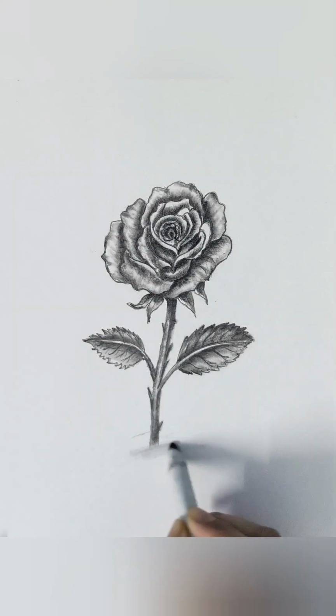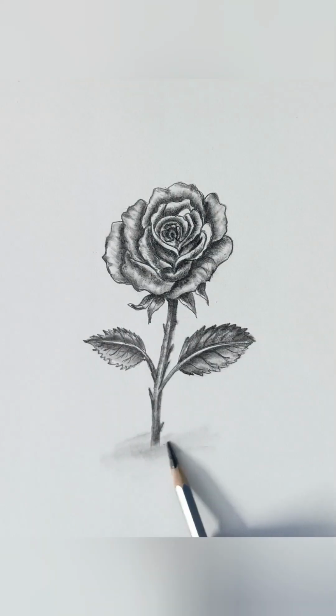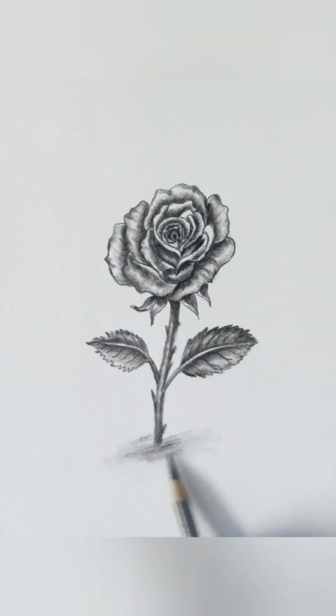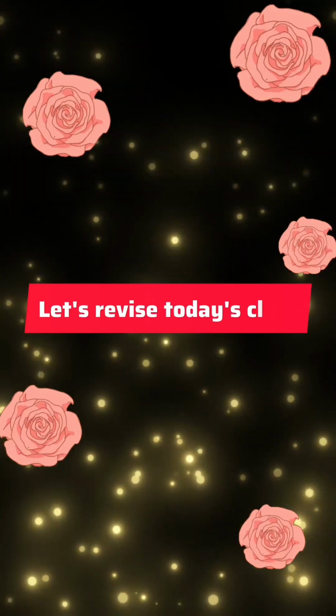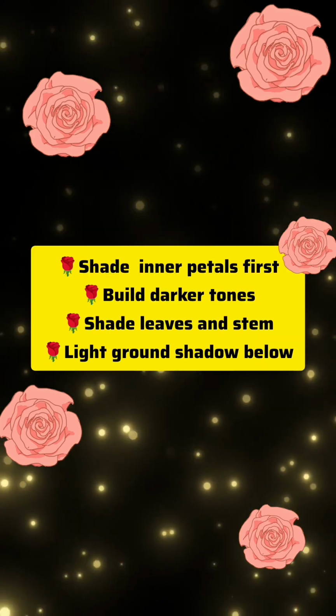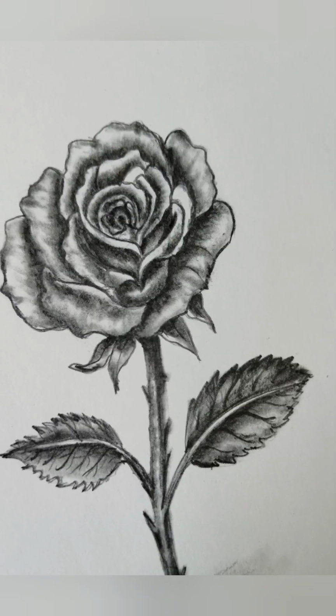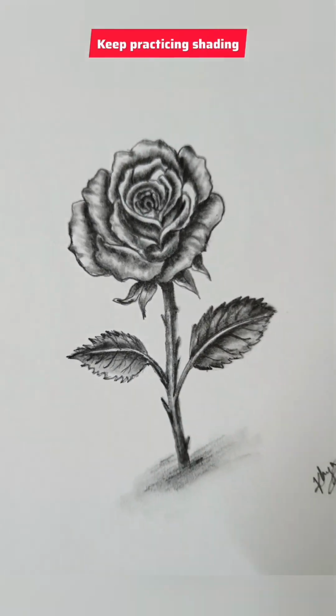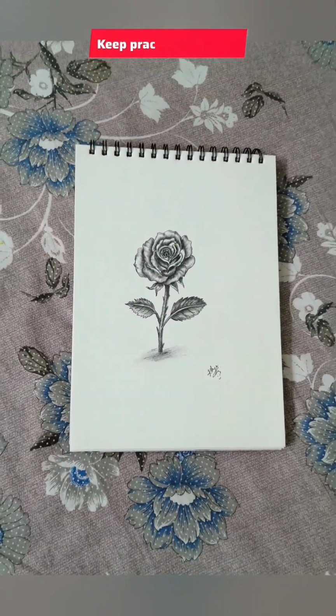Finally, add a light shadow at the bottom of the stem. This will ground the drawing and make it look more realistic. And that's it. Our realistic rose drawing is completed. Take your time with shading and blending because that's the key to realism.